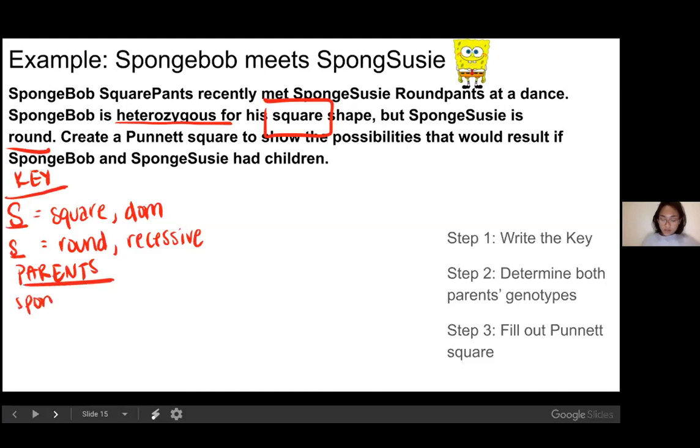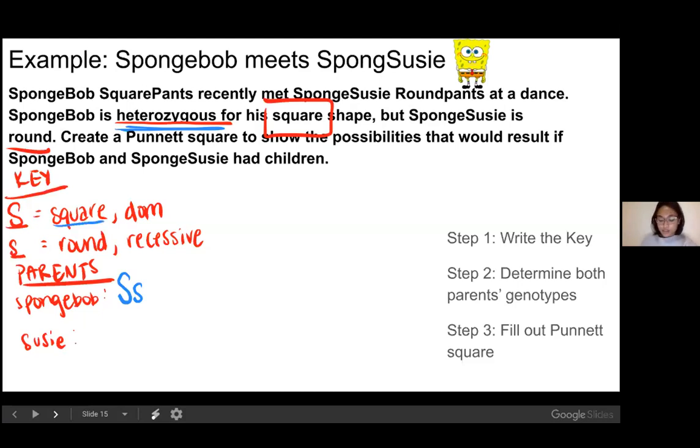So SpongeBob and Susie. So it tells me here that SpongeBob is heterozygous. That means that his genotype would be 2 different letters. Go ahead and choose which one would show that SpongeBob is heterozygous square. That's right. SpongeBob would have a big S and a little s because he's heterozygous. He needs to have 2 different, has to be capital and little, but since he's square, he still has at least 1 big S. Now, Sponge Susie is round.